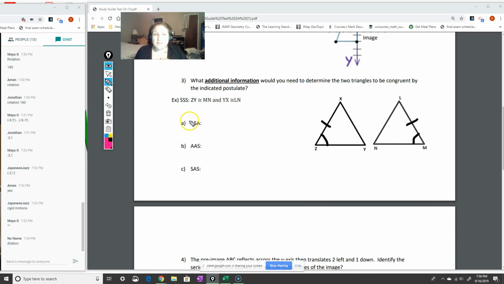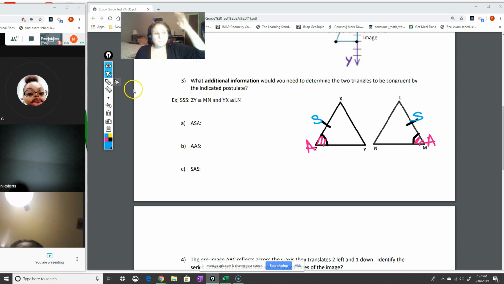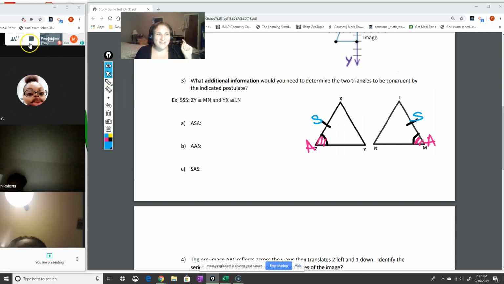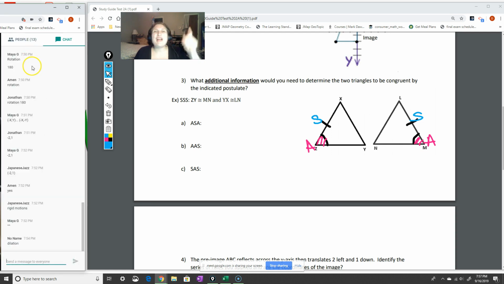But let's keep going. So this next one says, okay, what other information do you need to get angle, side, angle? Well, right here, we already see that we've got our angles. Then it says we need a side. Well, here's our side. So in order to be angle, side, angle, this is like our Chick-fil-A sandwich that I talked to you about before. We need another angle. Yes. You need to have another angle, but you have to make sure the side touches both.